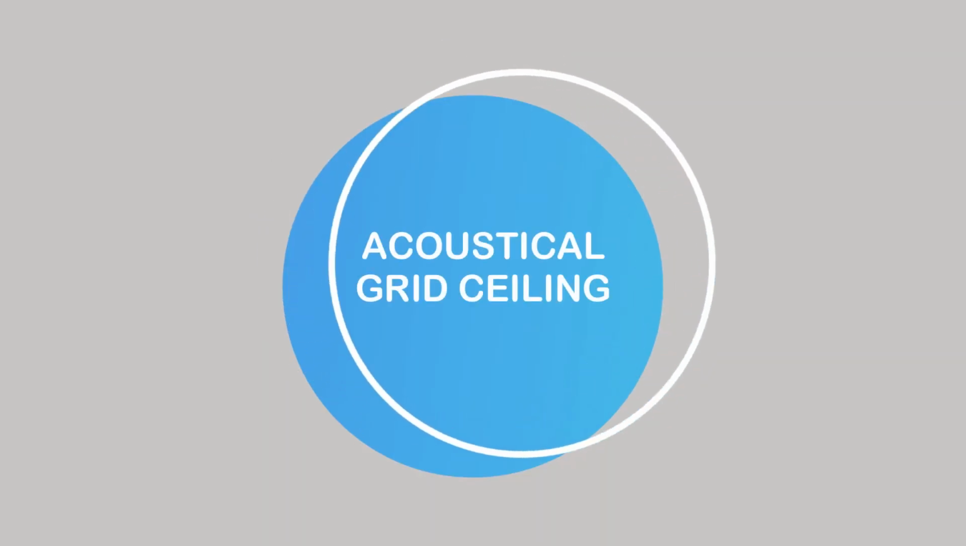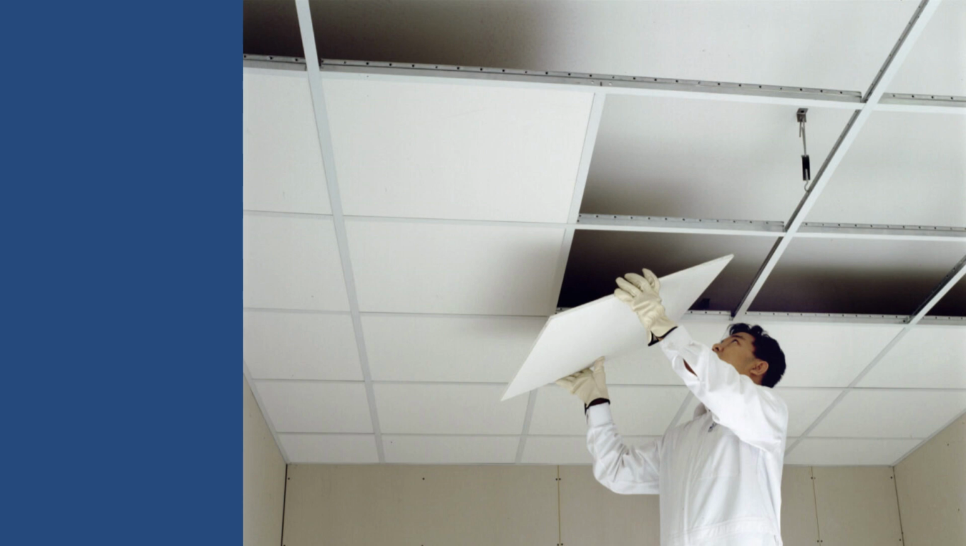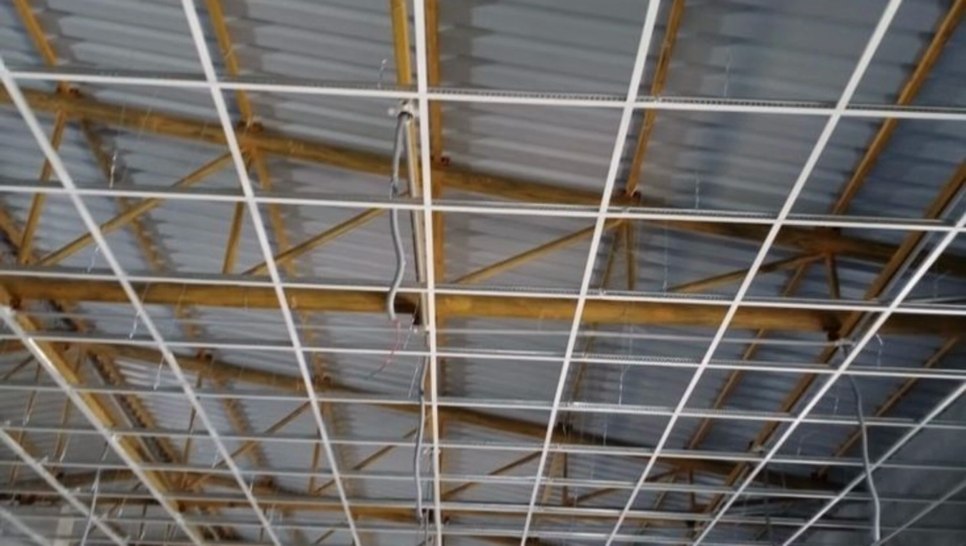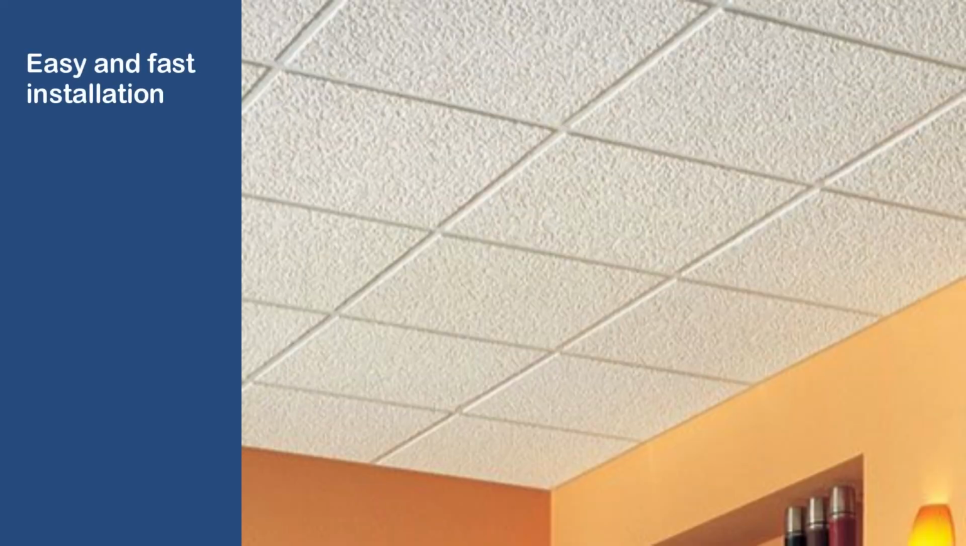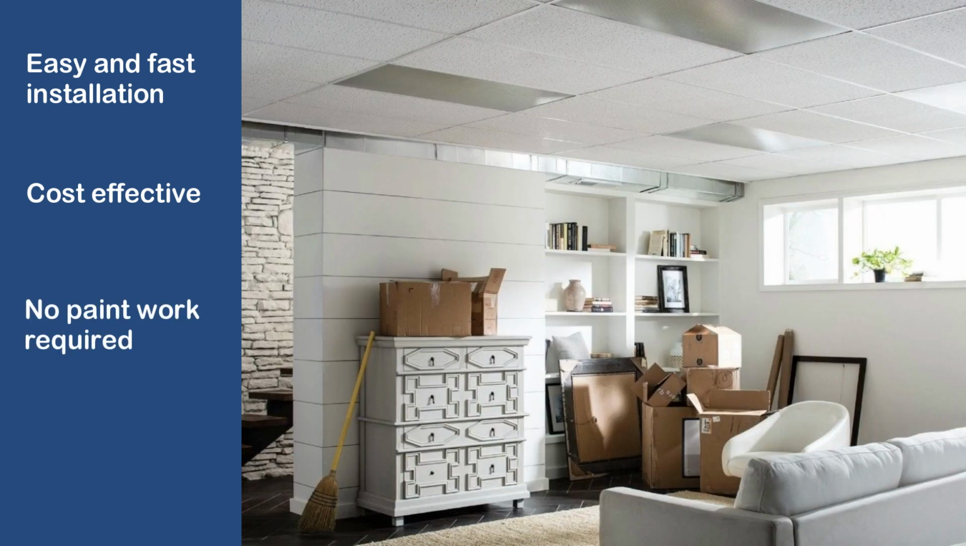Acoustical grid ceiling. As the name suggests, it is used in silent places like offices, theaters, hospitals, etc. It consists of powder-coated aluminum sections that make a grid of 2 feet by 2 feet, or 2 feet by 4 feet, depending on the tile size. Then these factory-made acoustical tiles are placed over the grid. It requires very little time to install, and it is cost-effective too, as it doesn't require any paint job to be done over it.